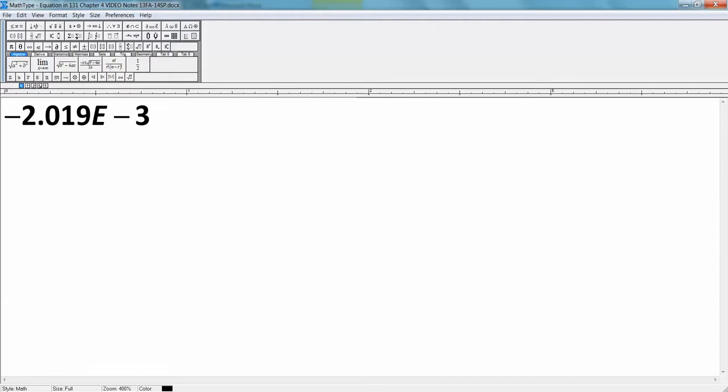Well, it means you're going to move the decimal spot 3 to the left. Where it was between the 2 and the 0, you move it one spot, two spots, three spots. So you kind of swoop, one swoop, two swoop, three swoop, put the decimal point there. You need a negative in the front, and there you go.